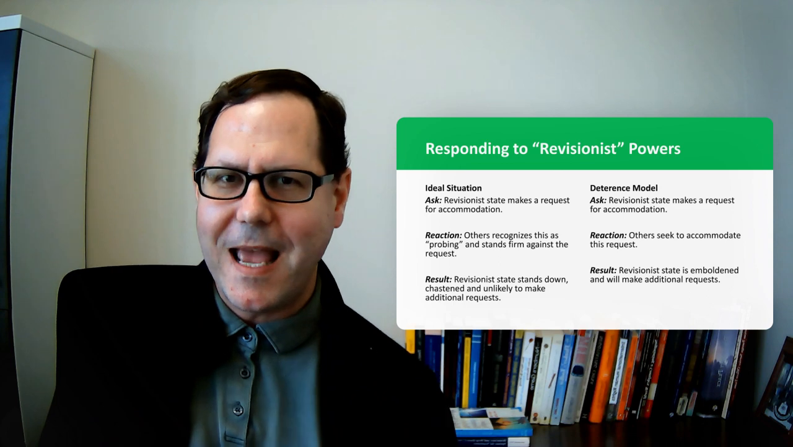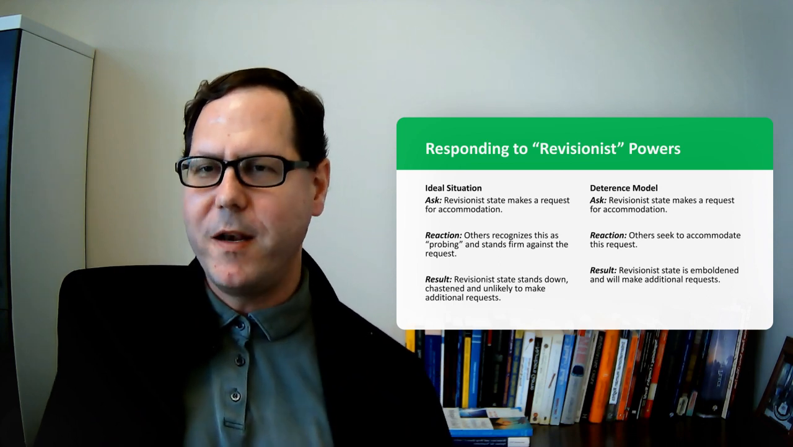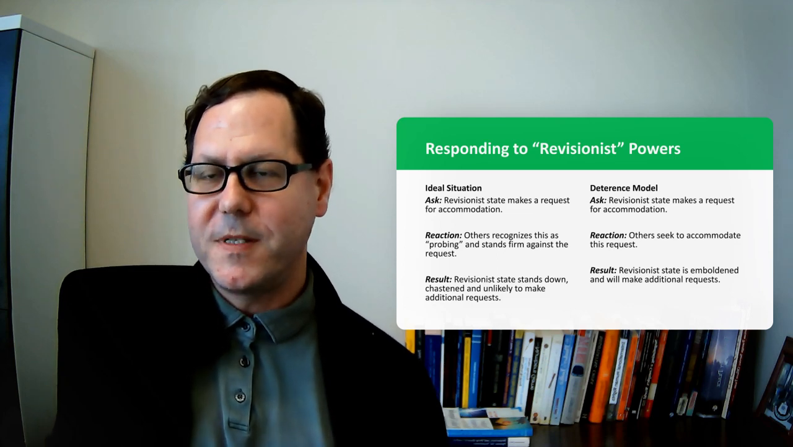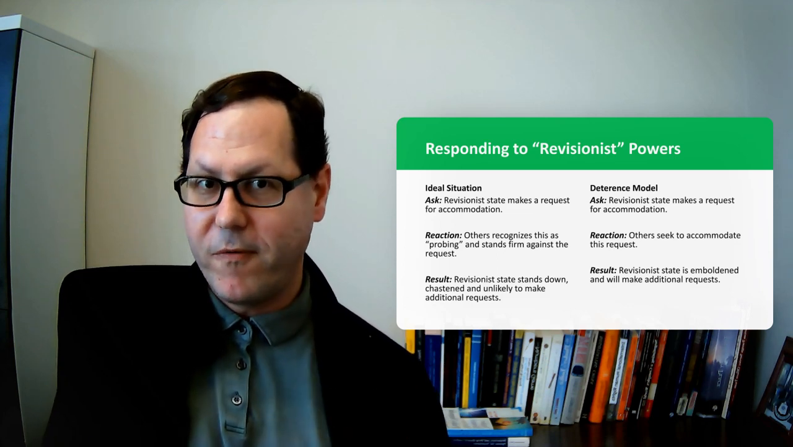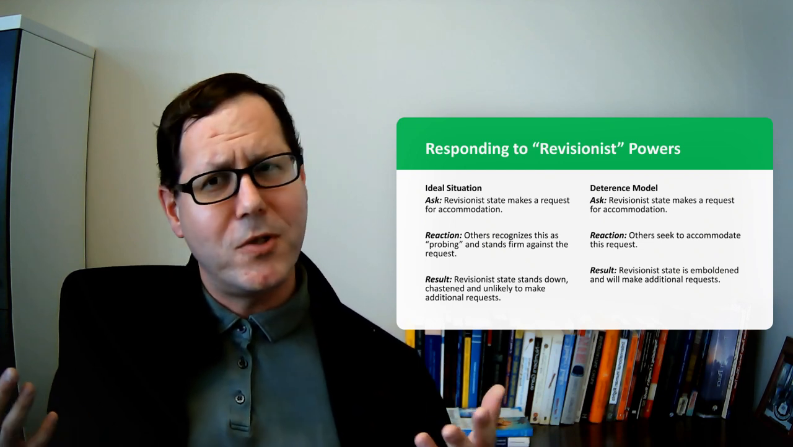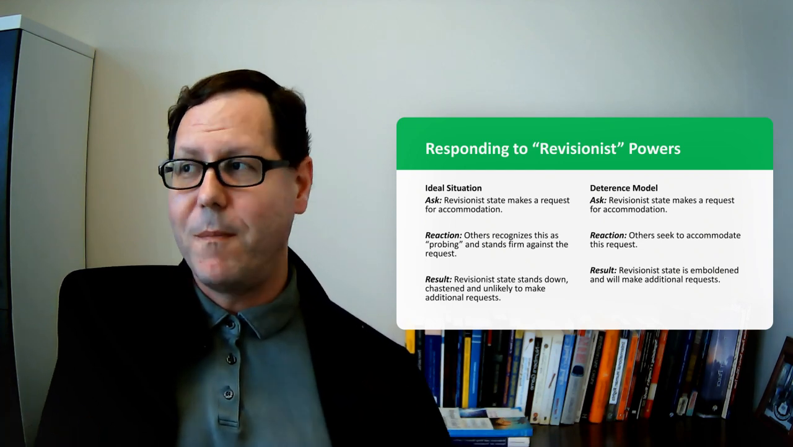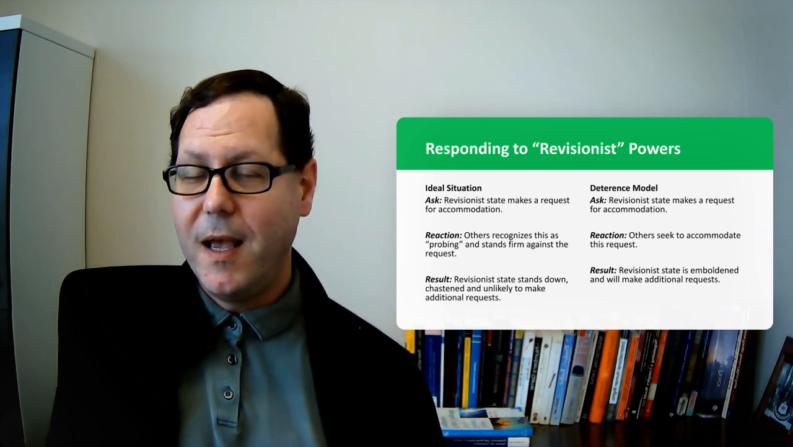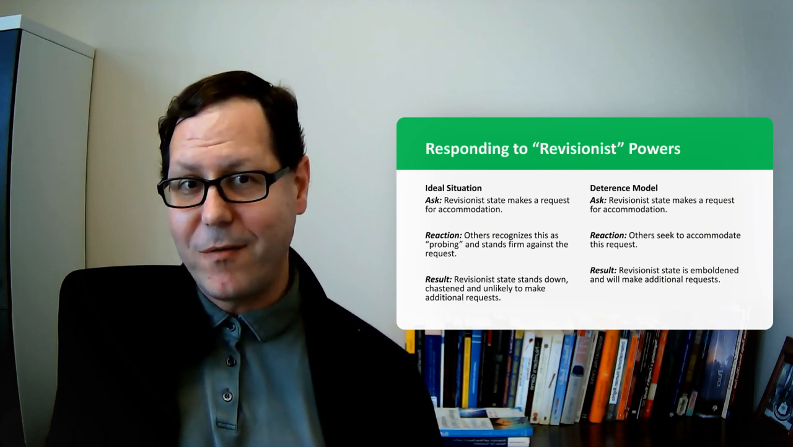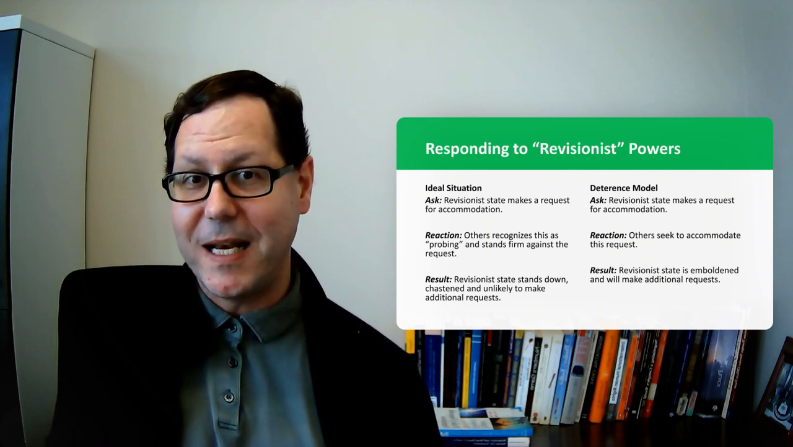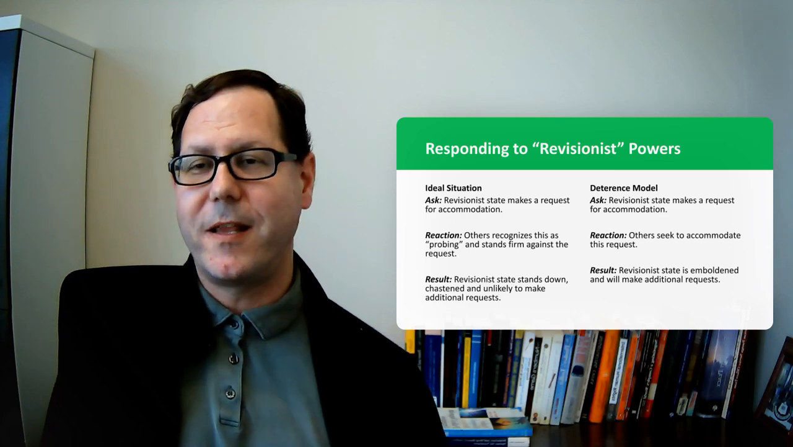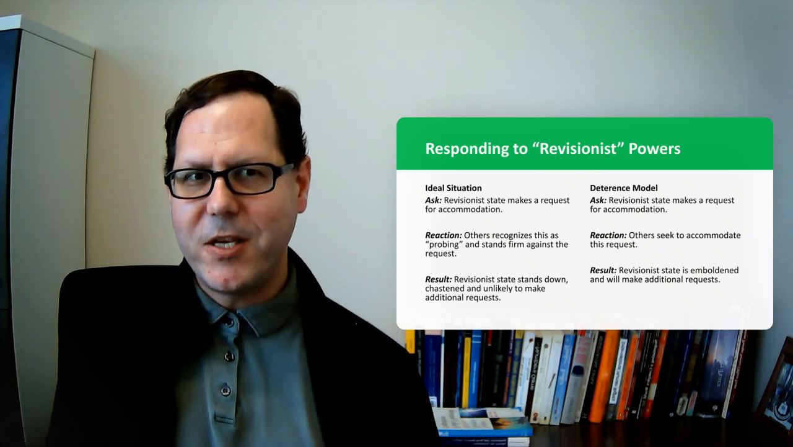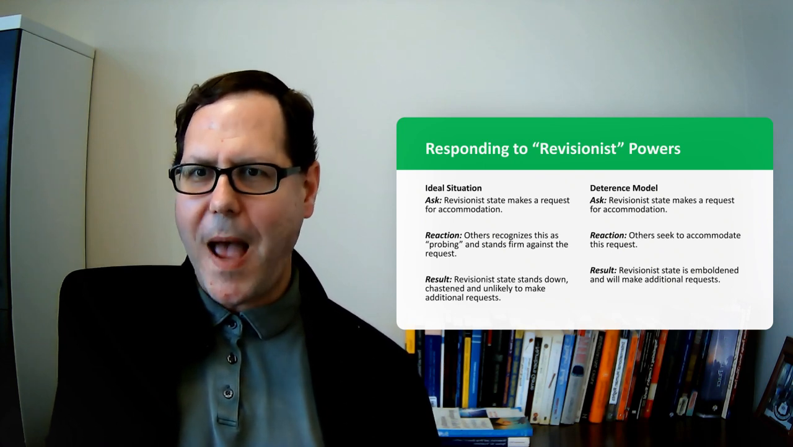The problem with this is that you might be responding to those requests as if you were dealing with a status quo power, in which case the revisionist state makes a request and you accommodate, because that's what you do. You want to work with countries and help them achieve their basic sense of security within the system, for the stability of the system. But others see that request being accommodated, and they make additional requests. They're emboldened, and the requests keep getting bigger and bigger, and eventually you have conflict. And so we're left at sort of an impasse, right?